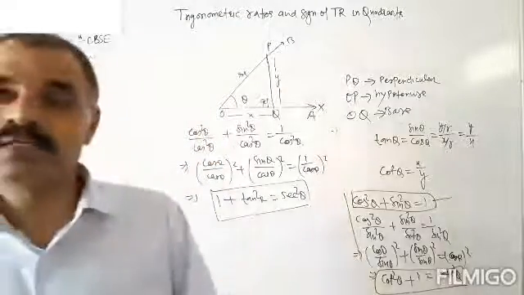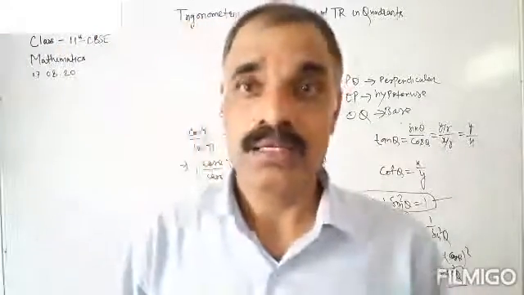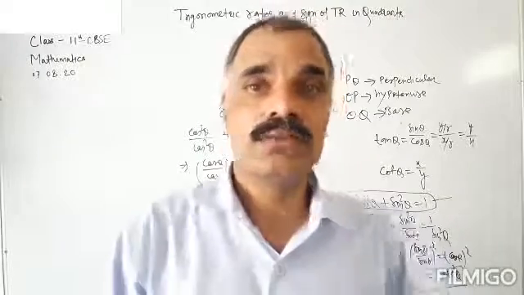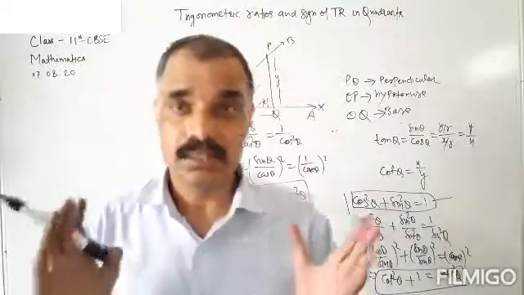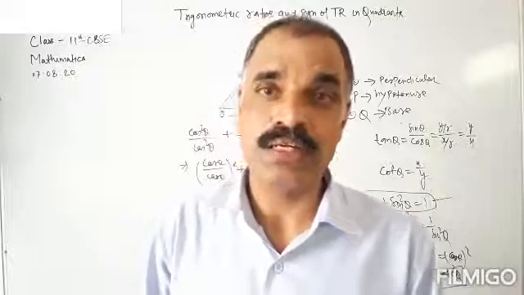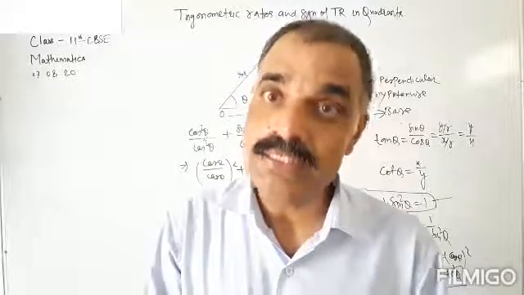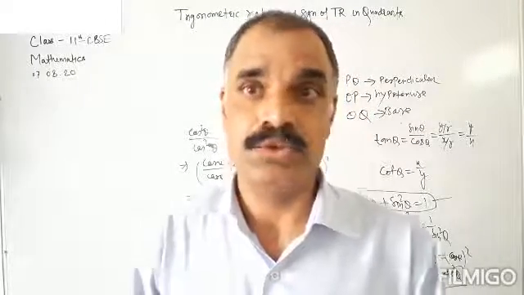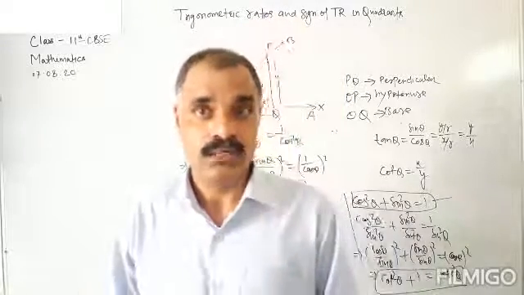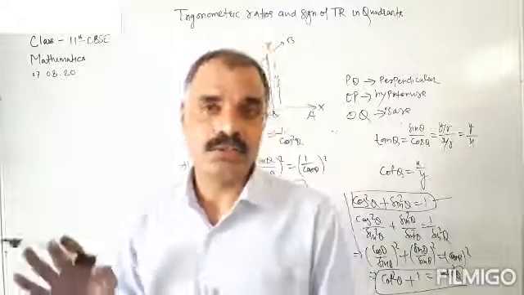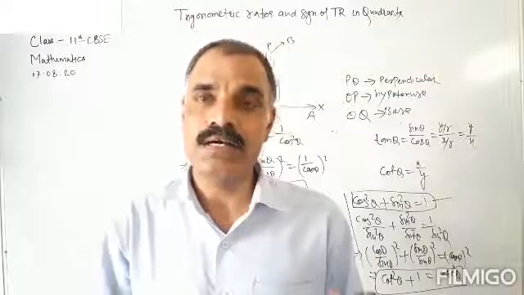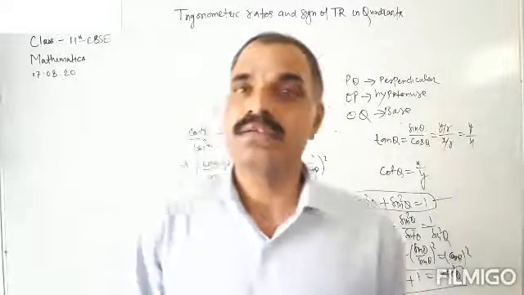So there are different identities. Okay, so we have discussed the trigonometric ratios and trigonometric identities that we have already discussed in class 10. So these are not new. I am again telling, these are not new. These all identities are in class 10th.